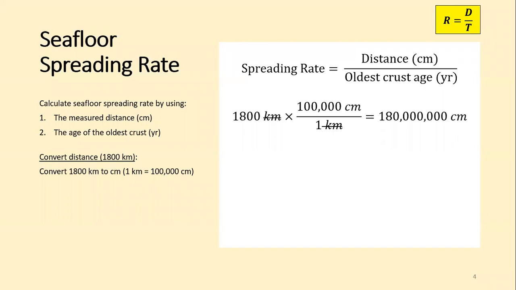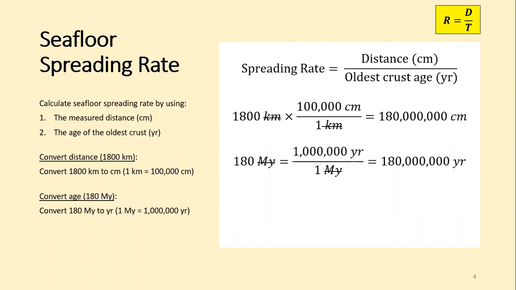For example, let's say our measured distance is 1,800 kilometers. To convert 1,800 kilometers to centimeters, we use the conversion ratio of 1 kilometer per 100,000 centimeters, which is 180 million centimeters. Next, according to our map, the oldest crust was about 180 million years old. To convert 180 million years into years, we use the conversion ratio of 1 million years equals 1 million years equals 180 million years.